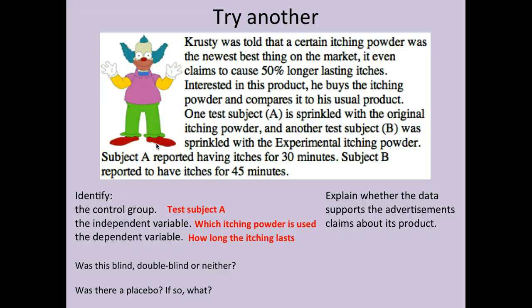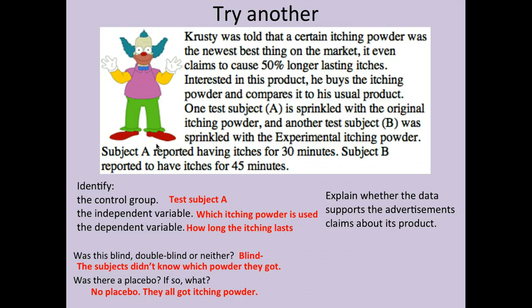So was this blind? Was it double blind? Or was it neither? And it was blind because the subjects didn't know which itching powder they received, but Krusty did. Was there a placebo? And if so, what was that placebo? And there was no placebo. They all got itching powder. Had he given somebody, say, baby powder and there was a test subject C, that could have been the placebo, but Krusty did not design his experiment with one.